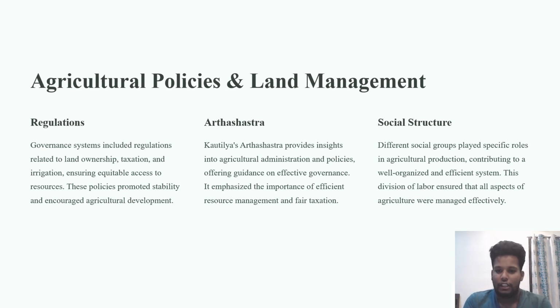Next is social structure. Different social groups played specific roles in agricultural production, contributing to a well organized and efficient system. This division of labor ensured all aspects of agriculture were managed efficiently.